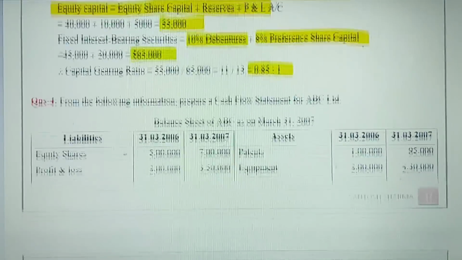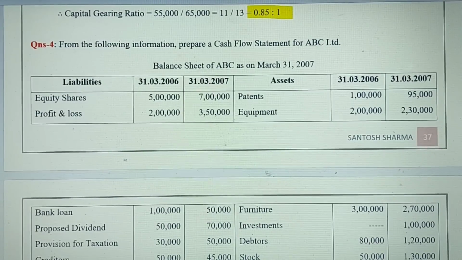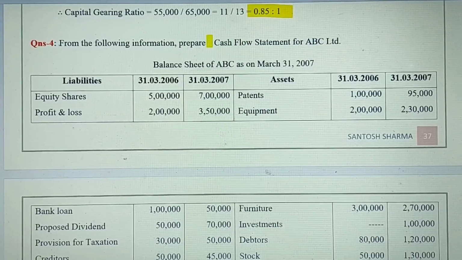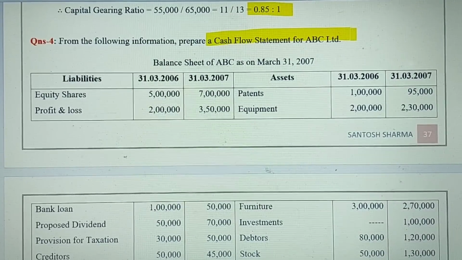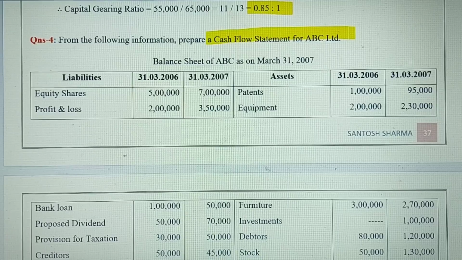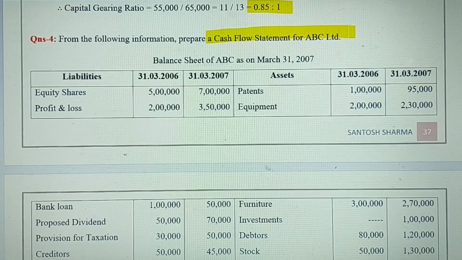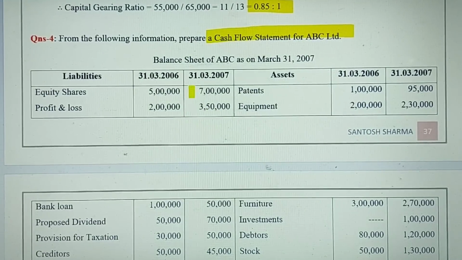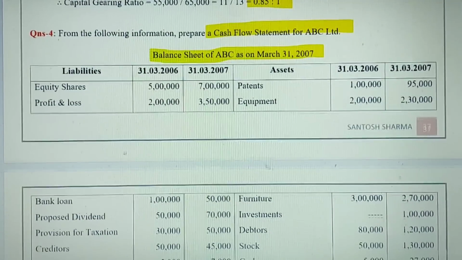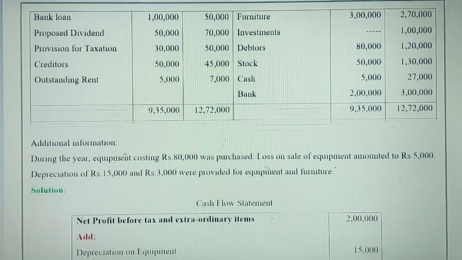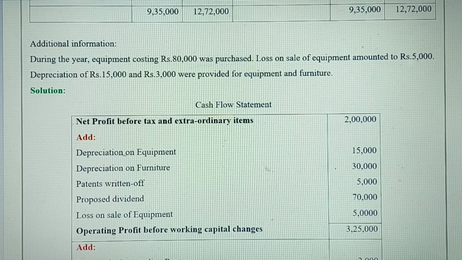Okay, let's move on to question number 4. Now here cash flow statement, and I think in these December exams you are more likely to get this cash flow statement. So you need to prepare this, and their balance sheet will be given to you of 2 years, and this is the format. Some additional information will be given to you.